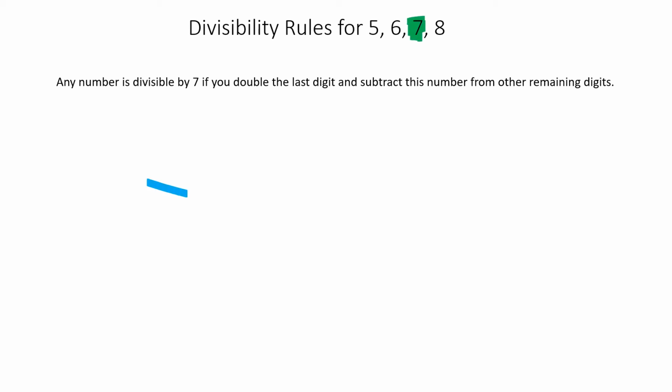To figure out whether any number is divisible by 7, you have to double the last digit and subtract this number from the other remaining digits. Now that may sound a bit confusing, and for me personally, it was confusing. I never learned the divisibility rule of 7 until 2 years ago. But let's try it together.